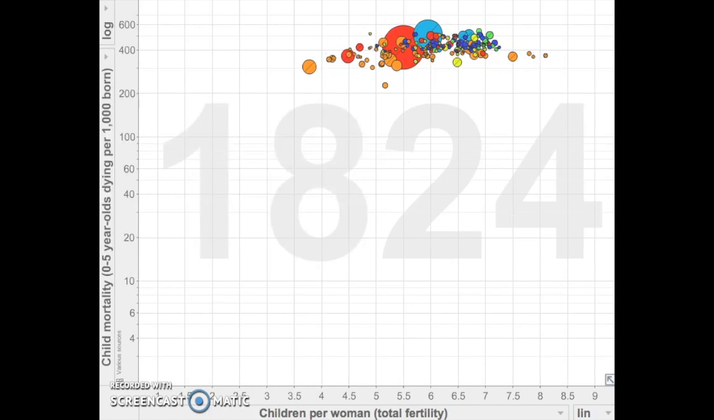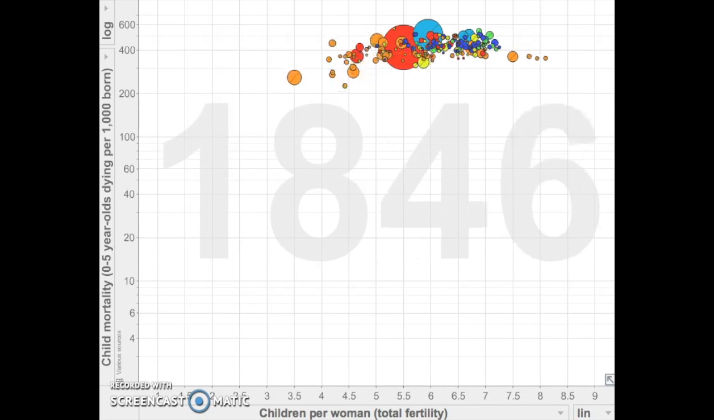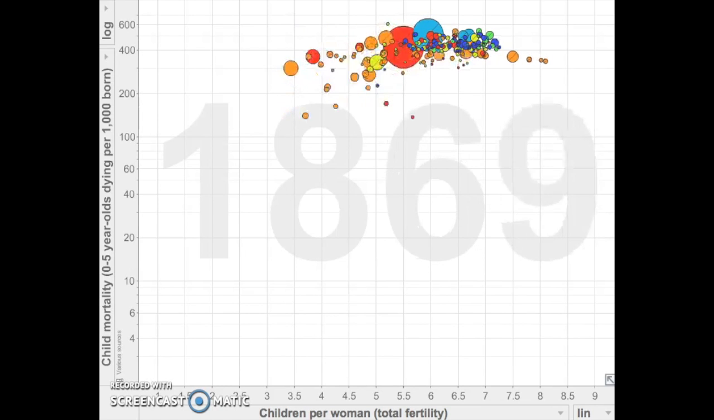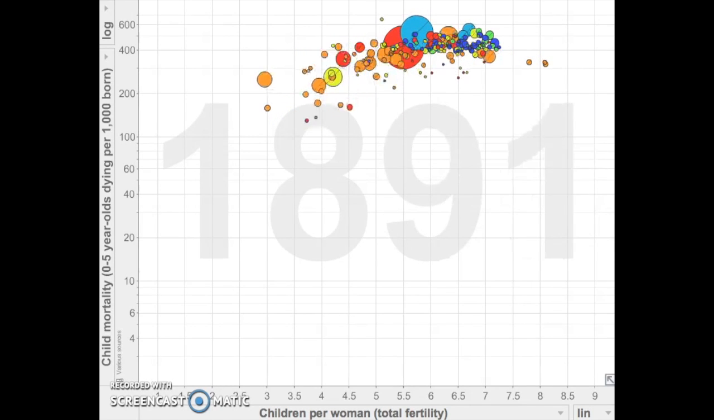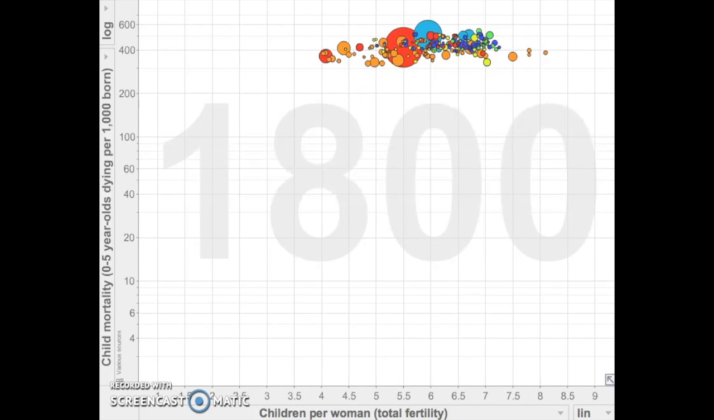The two variables that are being compared on this graph are children per woman, or total fertility, and child mortality. The trend displays a positive correlation between the two variables. As one decreases, the other follows suit.